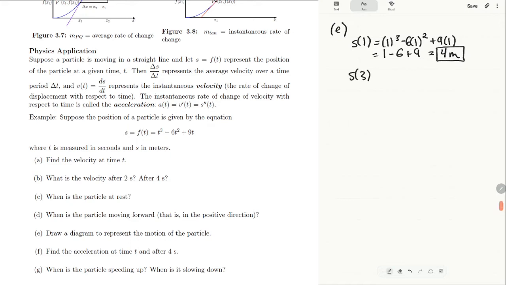And then at time 3, the position of the particle is 3 cubed minus 6 times 3 squared plus 9 times 3. So that is 27 minus 54 plus 27, which is 0 meters. So the position of the particle after 3 seconds is at 0 meters, or where the particle started.